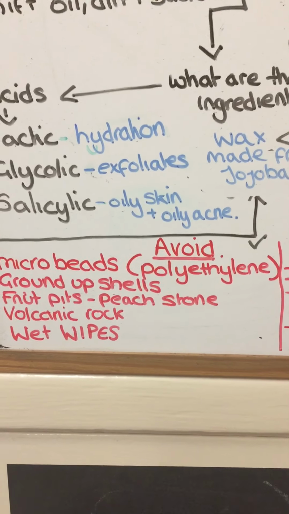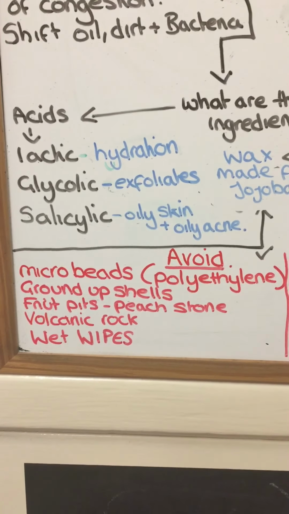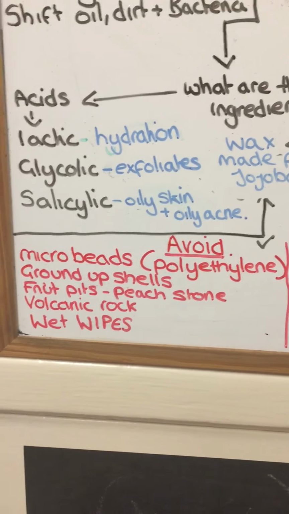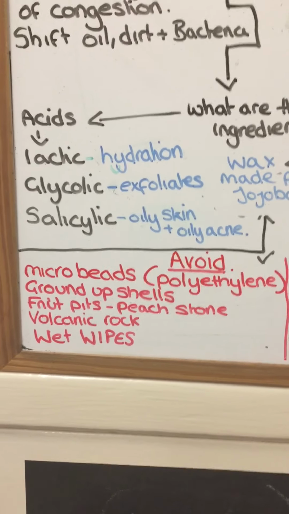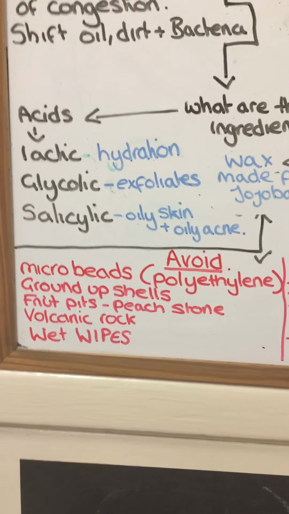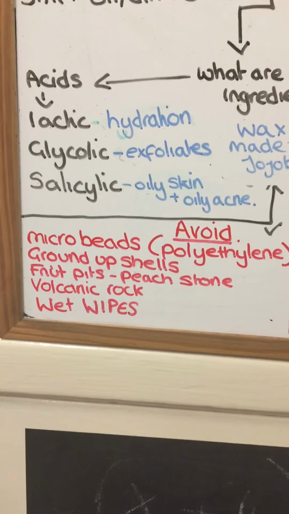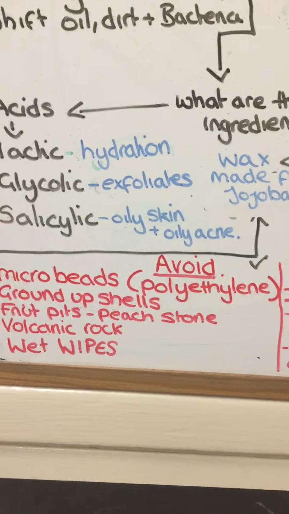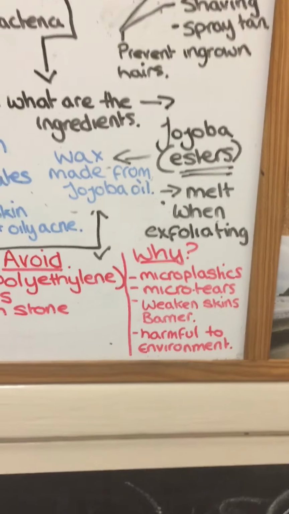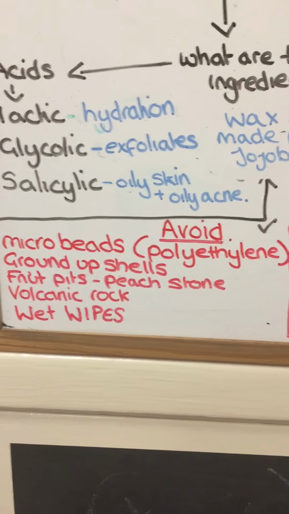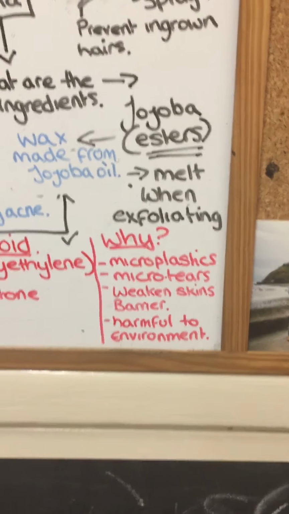You can also find ground up shells and fruit pits. They're made from peach stones that have just been ground up. And then sometimes you can get volcanic rock within your products. I've also put wet wipes on here because, believe it or not, they contain micro beads, which are microplastics. I'll tell you why. The reasons why you should avoid them is because they cause micro tears in your skin.